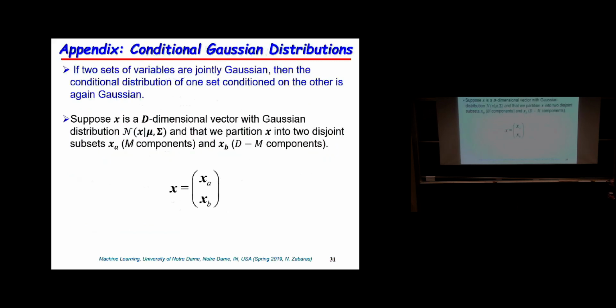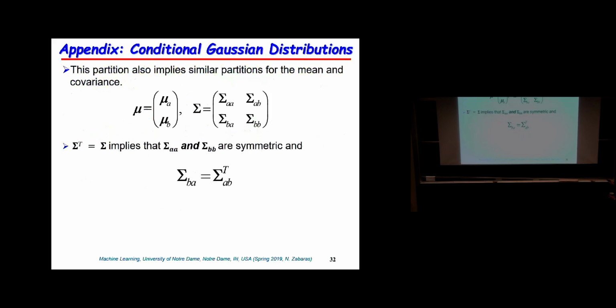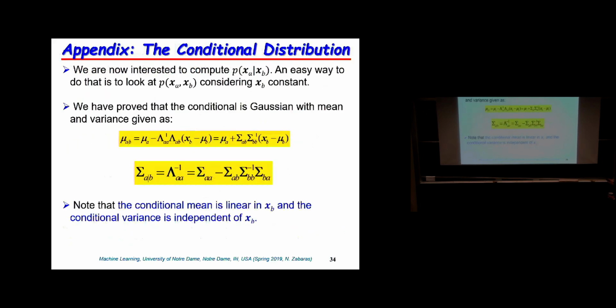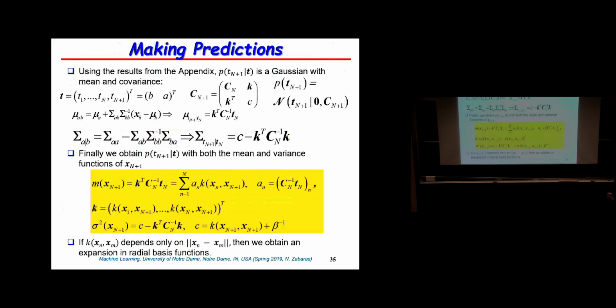So effectively, if I partition things like that, I need to find the distribution of xa given xb. If you do the algebra, there is the answer. Where is the answer? Do you see it? Give me the final answer.